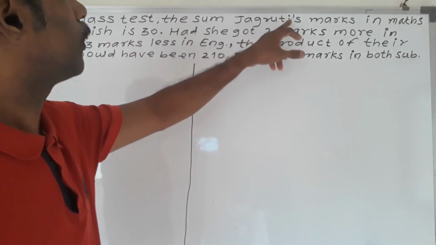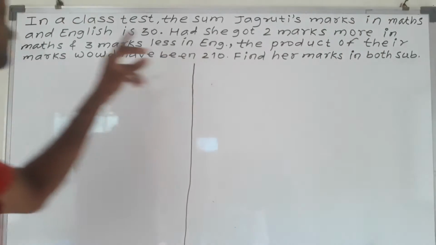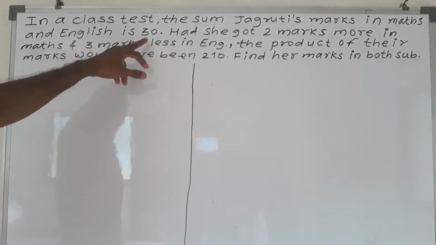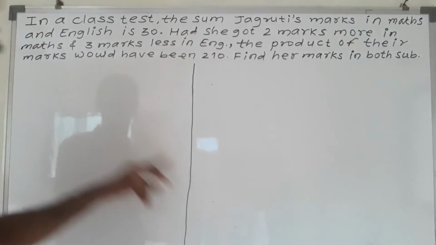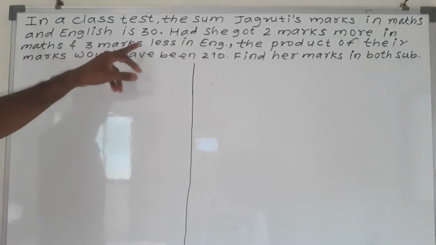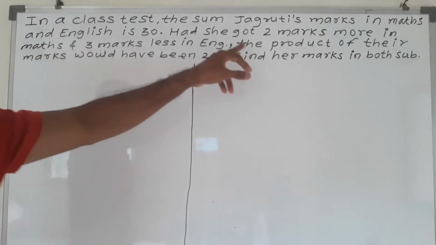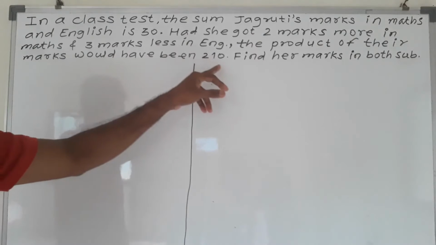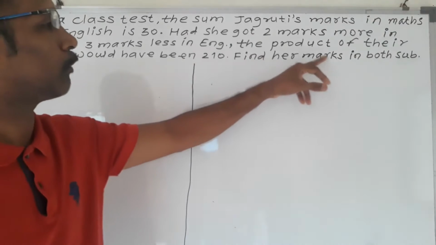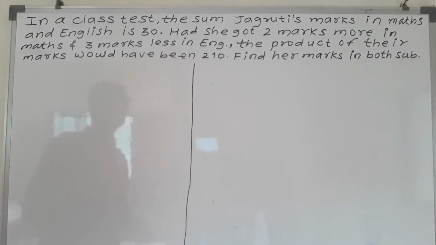In a class test, the sum of Jagruti's marks in maths and English is 30. Had she got 2 marks more in maths and 3 marks less in English, the product of their marks would have been 210. Then find her marks in both subjects.